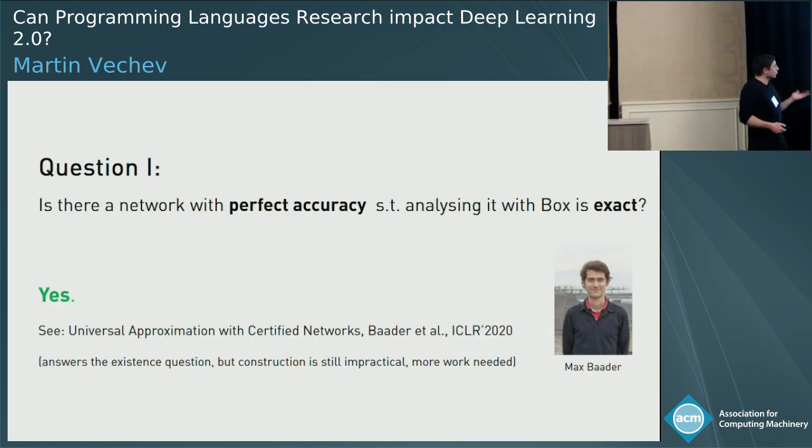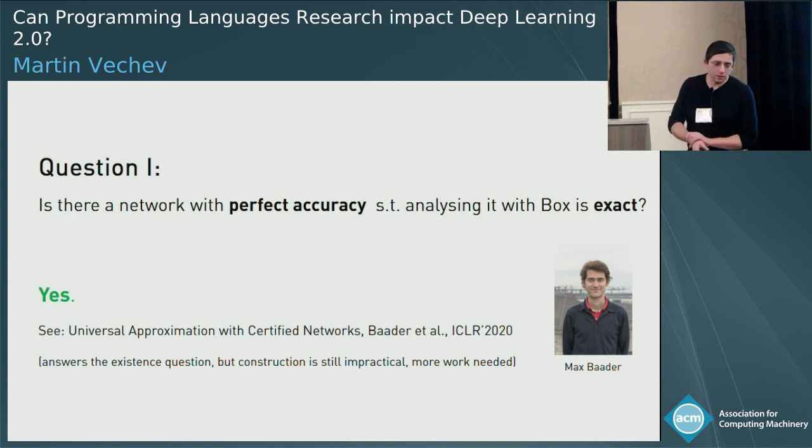And so there is an upcoming work that Maximilian did. He's a student who came to us from ETH Physics, who is interested in the more theoretical aspects, I would say. And he proved the universal approximation theorem with certified networks. Essentially, the answer is yes. That's an upcoming paper, in May or something. So this answers an existing question, but it's still impractical. We cannot just take this construction and use it. So a lot more work is needed, and I encourage you to look at this.